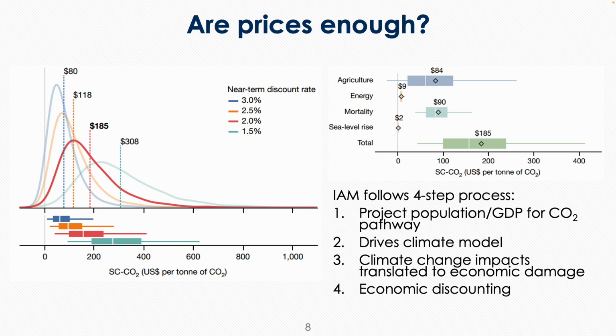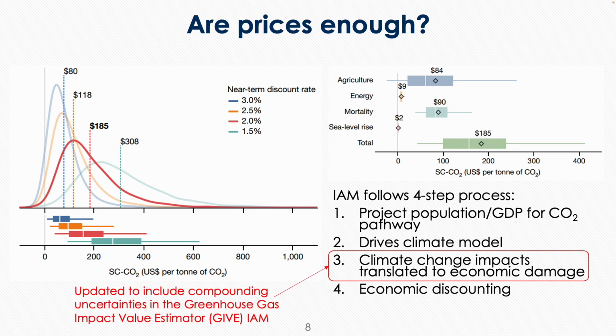So an integrated assessment model follows a 4-step process. We think about the population and GDP for a particular CO2 pathway. You've got your climate models, then your climate change impacts translated to economic damage, and then economic discounting. So one of the big things that was implemented here was that these impacts were updated to include compounding uncertainties in one of their estimators. And so that led to much higher estimates, particularly in mortality.